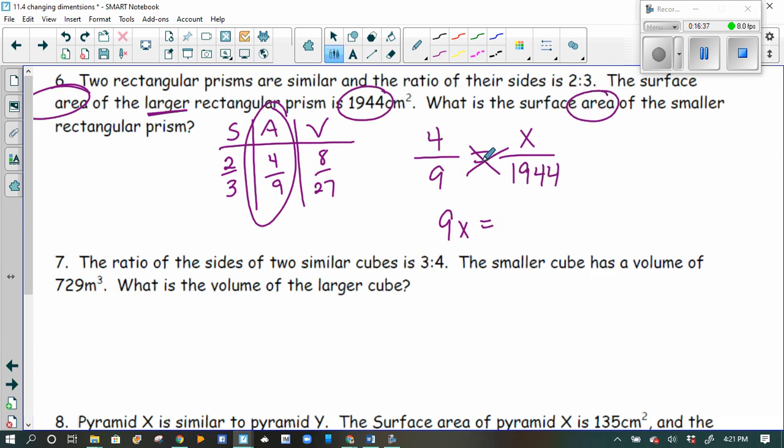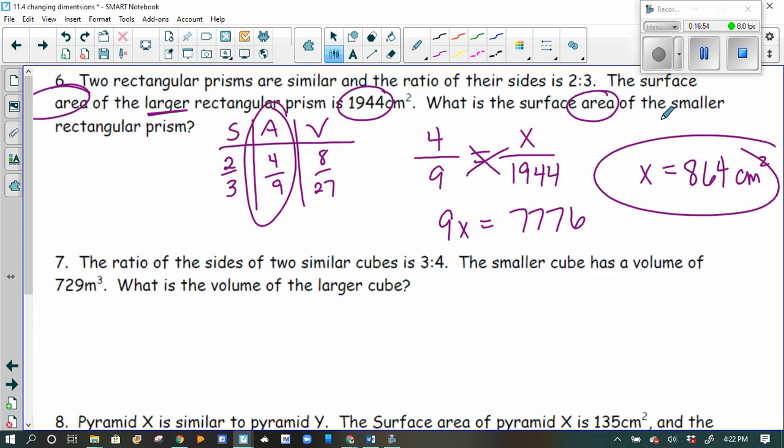4 times 1944. So that's 7776. And then divide both sides by 9. And I get 864. So centimeters squared. So 864. Okay, that's how simple these are. You set up the table so you find out which proportion to use or which ratio to use, and then put that ratio in your proportion.